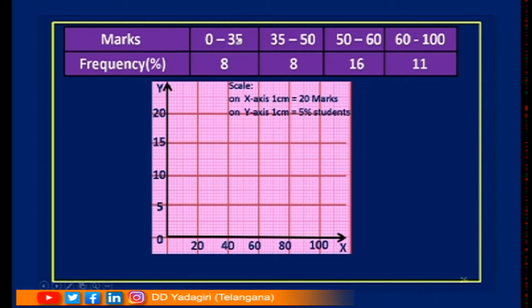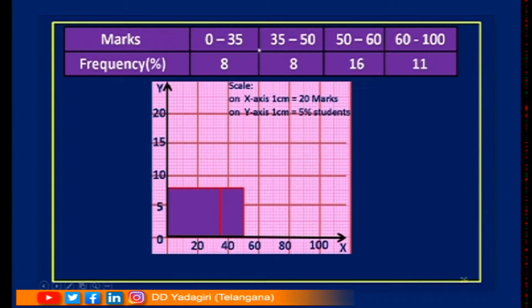Now 0 to 35, what is the frequency, children? 8. Yes. So here 8 means after 5, the 6th line. So I am taking here the 6th line. So 0 to 35. Children, try to understand here. Between 20 and 40 you will get 30, between 30 and 40 you will get 35. So from 0 to 35 I am taking frequency as 8.